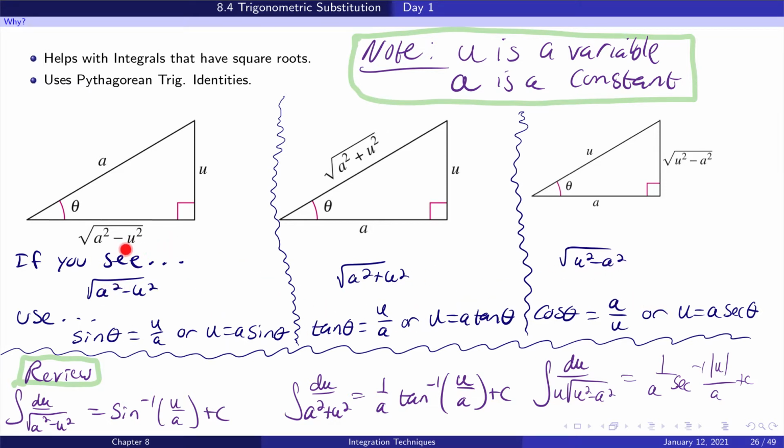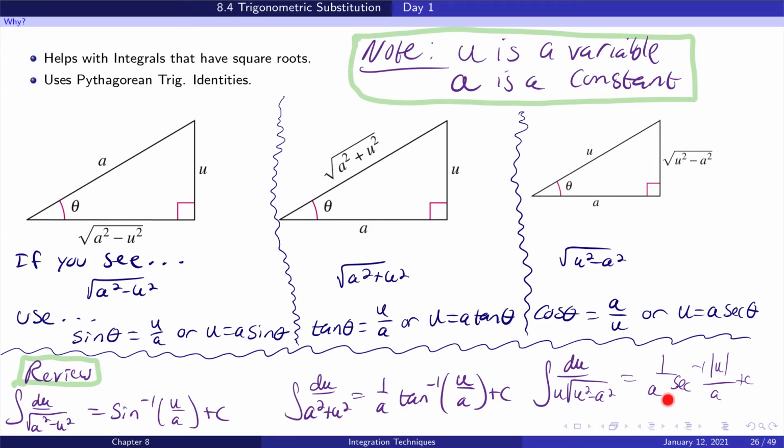And the relationships you've seen before: if you see a squared minus u squared, then you're going to say that sine theta is u over a. Sine is opposite over hypotenuse, so that's going to help us get rid of this kind of messy statement inside an antiderivative. If you see a squared plus u squared underneath the square root, then you're going to replace tangent theta with u over a, which becomes u is a tangent theta. And finally, if you see u squared minus a squared underneath the square root, cosine theta is a over u, which means u equals a secant theta.